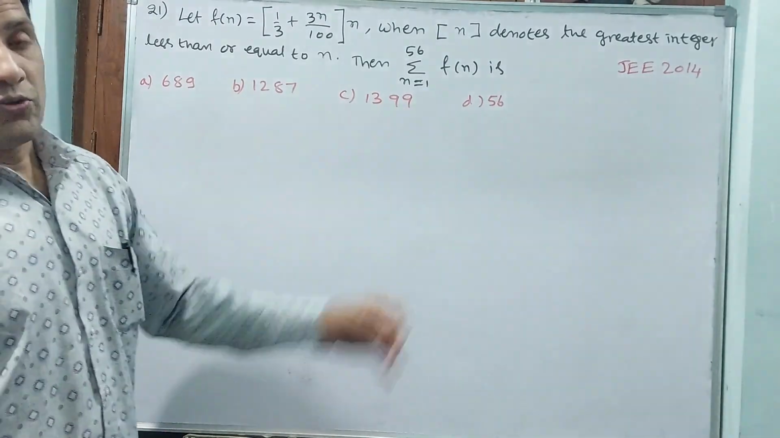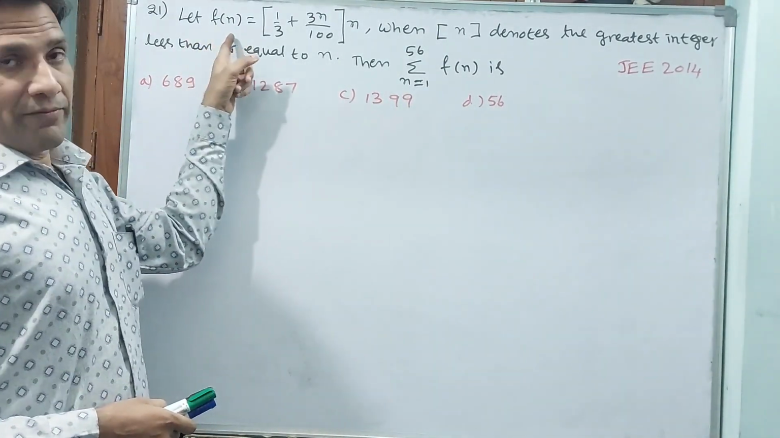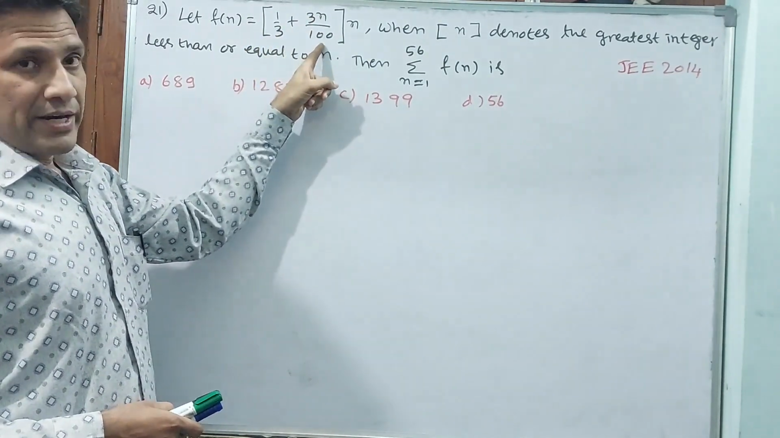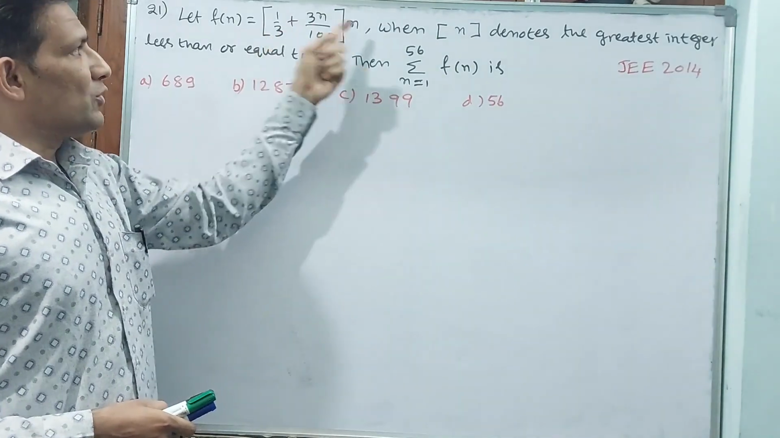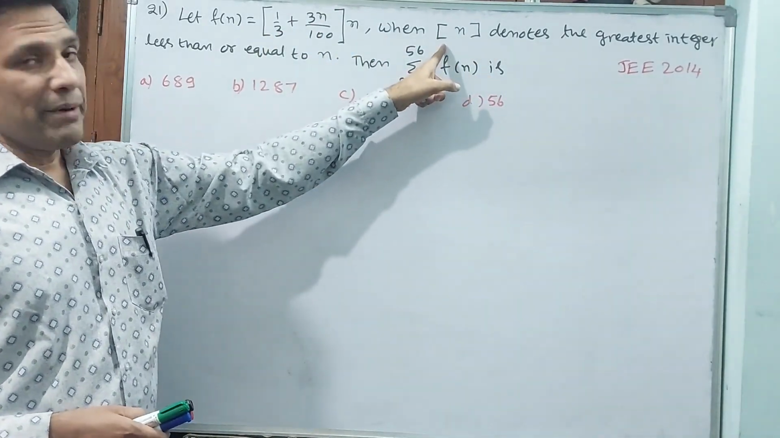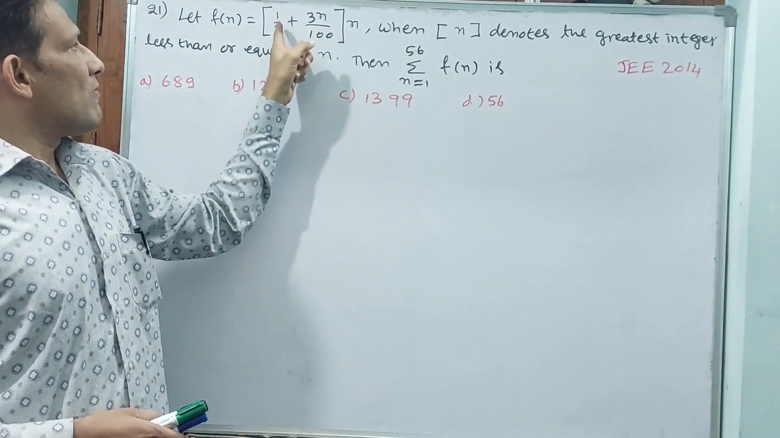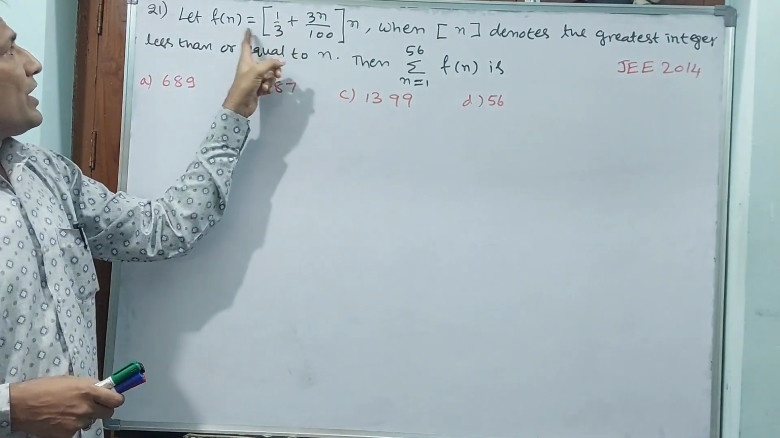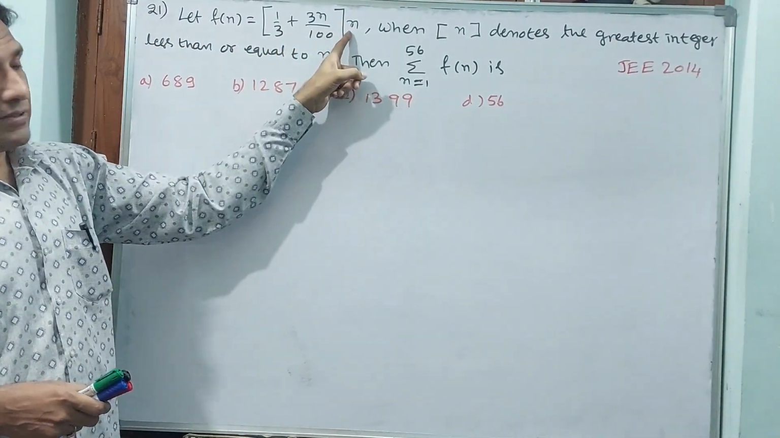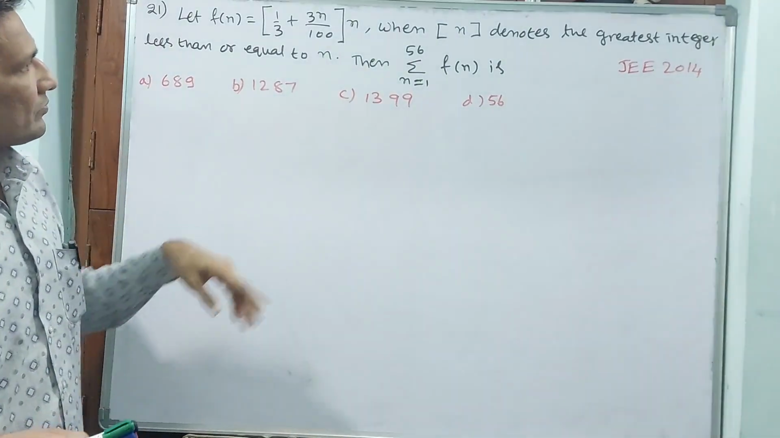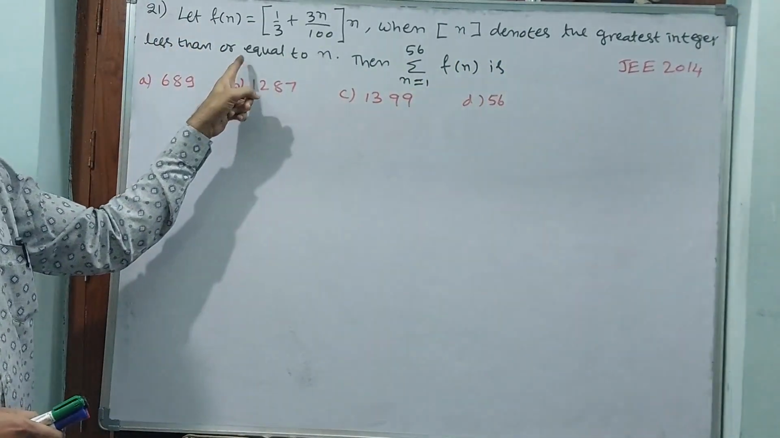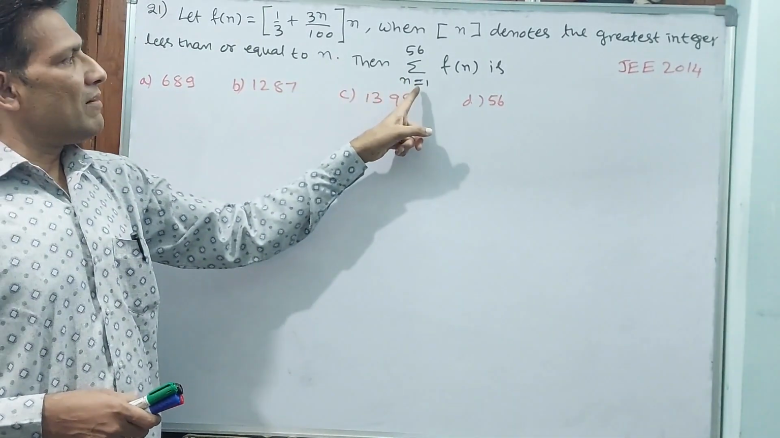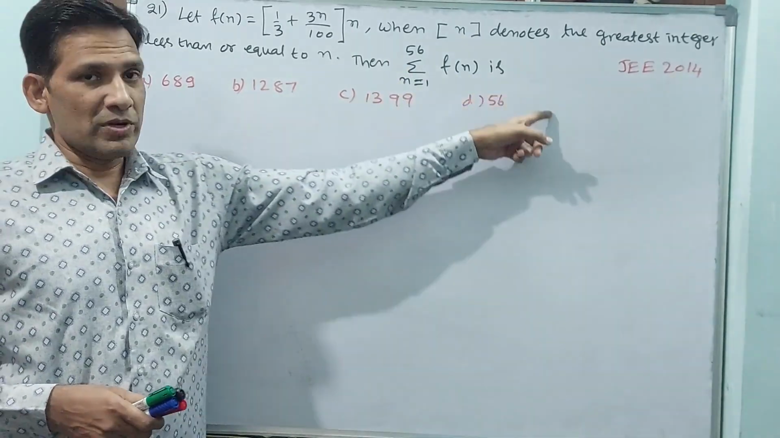JEE 2014 question. Let f of n is equal to the greatest integer of 1 by 3 plus 3n by 100, into n. This symbol shows the greatest integer function. Observe carefully here: greatest integer function multiplied with again integer n. The bracket denotes the greatest integer function, the greatest integer less than or equal to n. Then what is the value of sigma from n is equal to 1 to 56 of f of n?